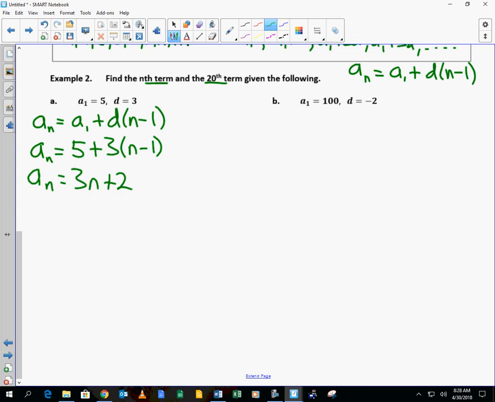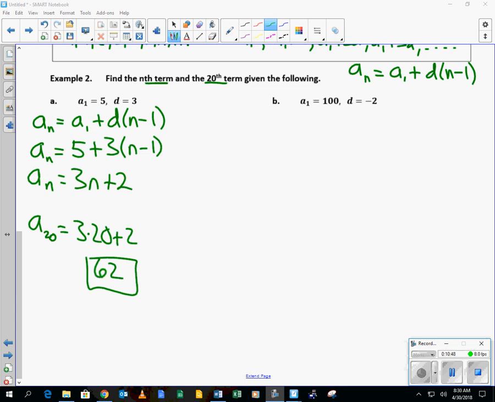Yes? So it says find the nth term, which is what this is, and now find the 20th term. So a sub 20, in order to find the 20th term, I simply plug in 20. 3 times 20 plus 2, or 62. What do you think? You think you can do a problem? You try letter B on your own.